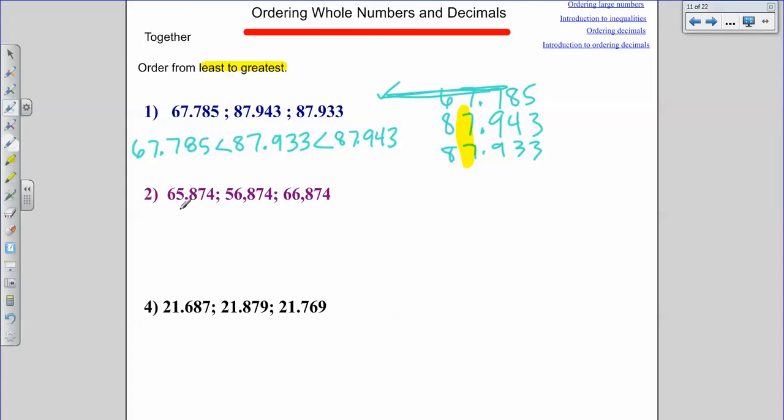Okay. My next one, I just have whole numbers. So if I rewrite my numbers, I've got 65.